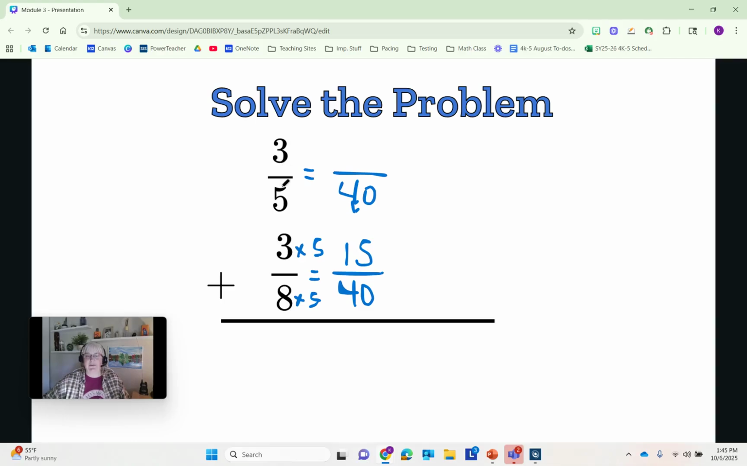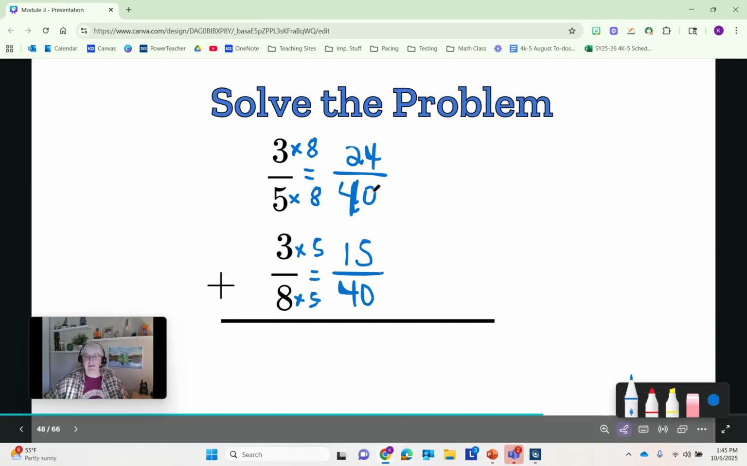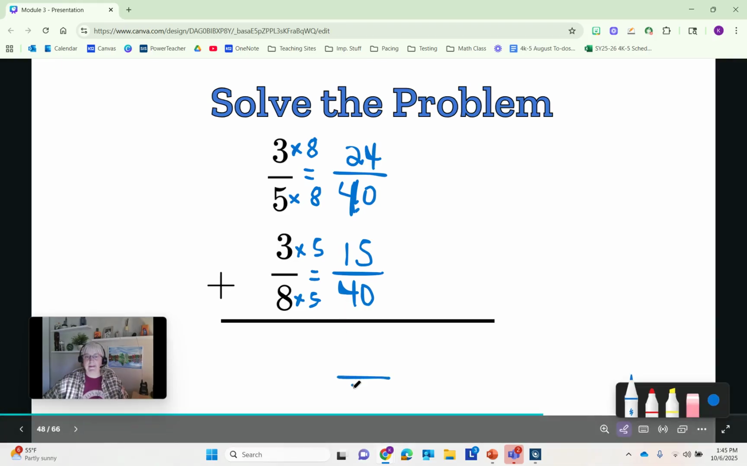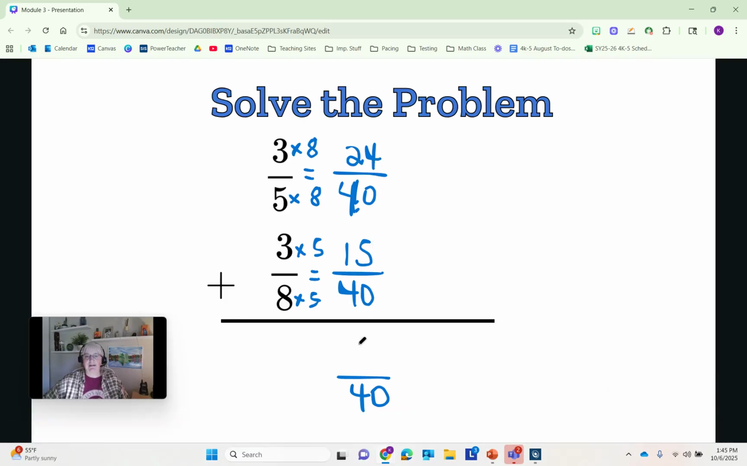All right, let's do this other fraction. 5 times what equals 40? 5 times 8 is 40, so we need to multiply the top by 8, so it's equal. 3 times 8 is 24. Okay, now we can add 24/40 plus 15/40 because our denominators are the same. The bottom is going to be 40, and 24 plus 15 is 39.